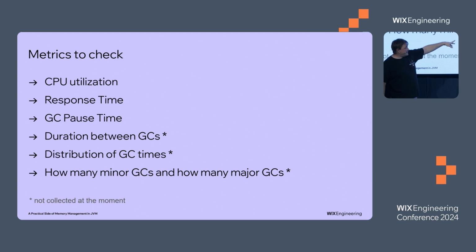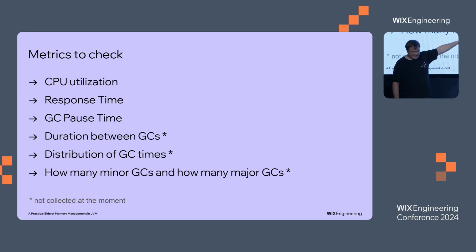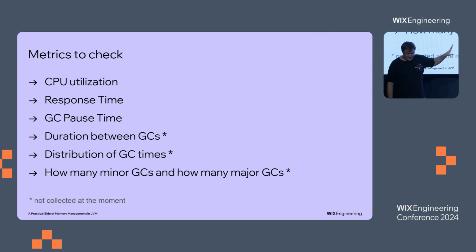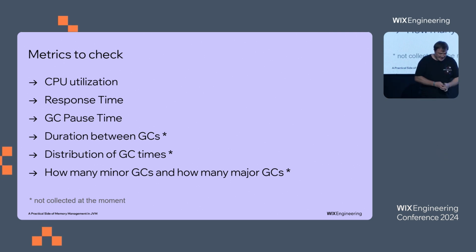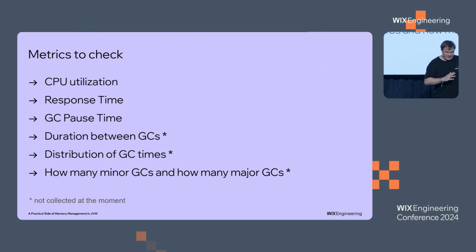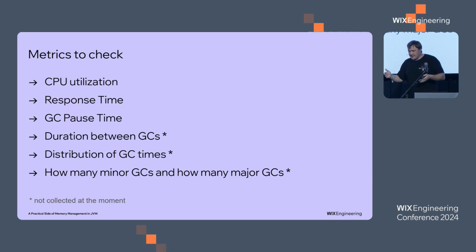All the metrics marked with asterisks, we don't report yet. Hopefully we will start at some point, because some of these metrics might be helpful. For example, duration between GCs, as I explained before, is how much time passes between two garbage collections. By itself, this metric is very unclear how to use.